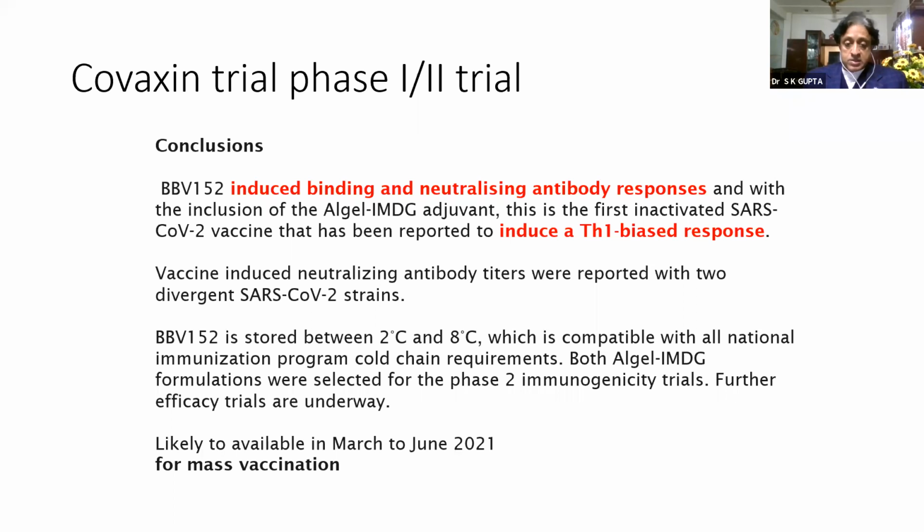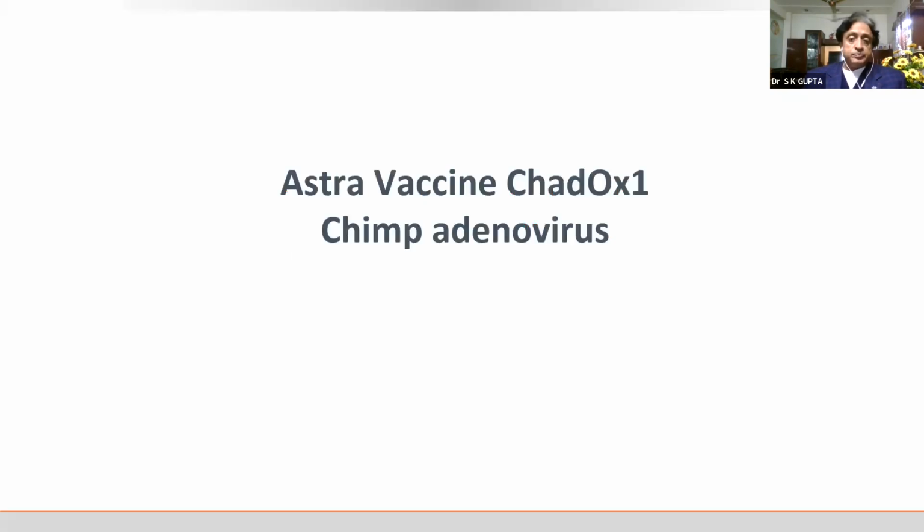This vaccine is likely to be available to the masses because this is an indigenous vaccine, we have the large production facilities, we have a good antibody response, and it can be stored at the available cold storage channels. So this is the likely vaccine for the mass application in India in case the phase 3 trials succeed.